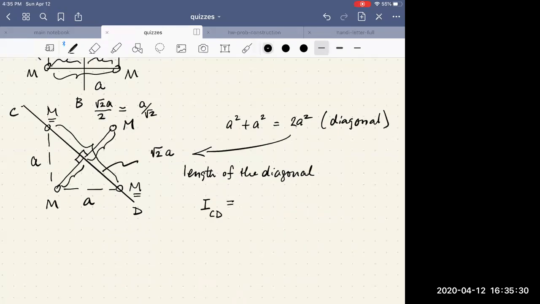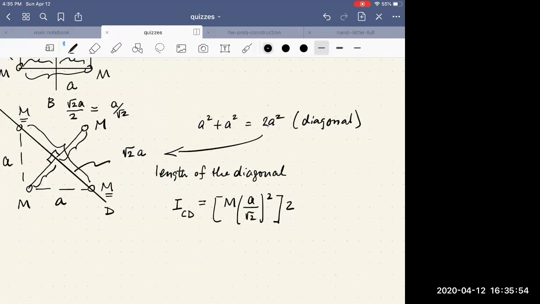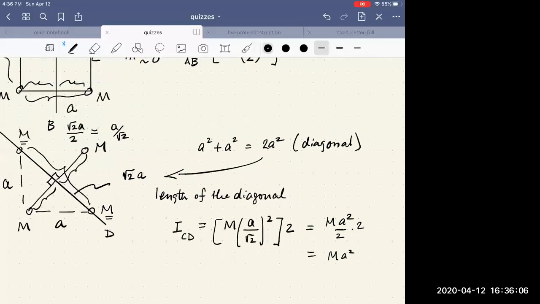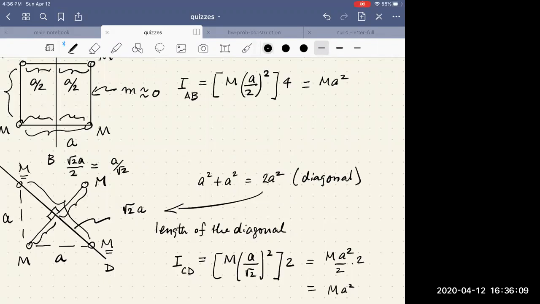And what we'll see now is something quite interesting, as you'll just wait and see what happens. So we have 2 masses. Each of them would be m, and the perpendicular distance they have is a over root 2. So we square this. That gives me the moment of inertia about each of these masses. And then there are 2 of these masses. So now what happens is I'm left with m times a square over 2 times 2. And lo and behold, I actually end up with the exact same value of the moment of inertia that I had in the beginning. So in the first case, about AB, that is.